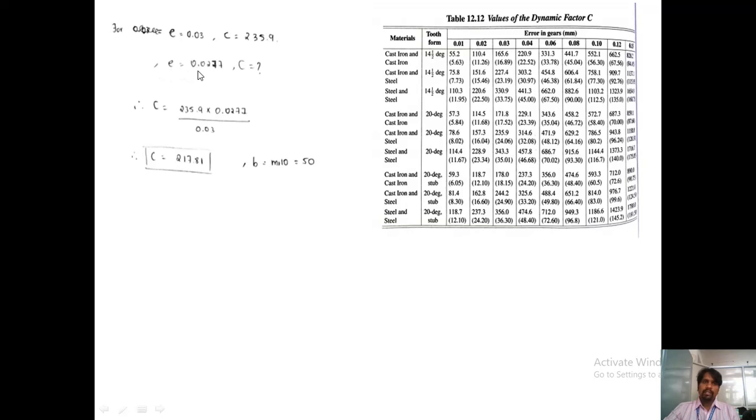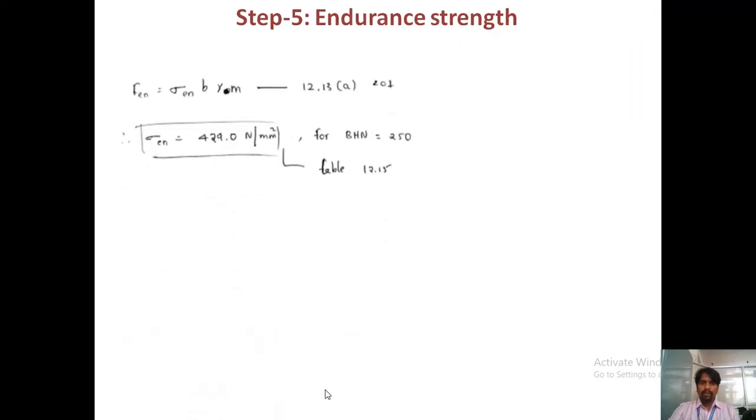So for error E equal to 0.0277, what is the value of C? Just do the linear interpolation. C is given by 0.0277 multiplied by 235.9 divided by 0.03. So the dynamic load factor is obtained as 217.89. B is given as K times M, it is 50 mm. By substituting all the parameters, we obtain F5, so that Fd is given by Ft plus F5, which is around 11033.86 Newton. Next we need to calculate the endurance strength.